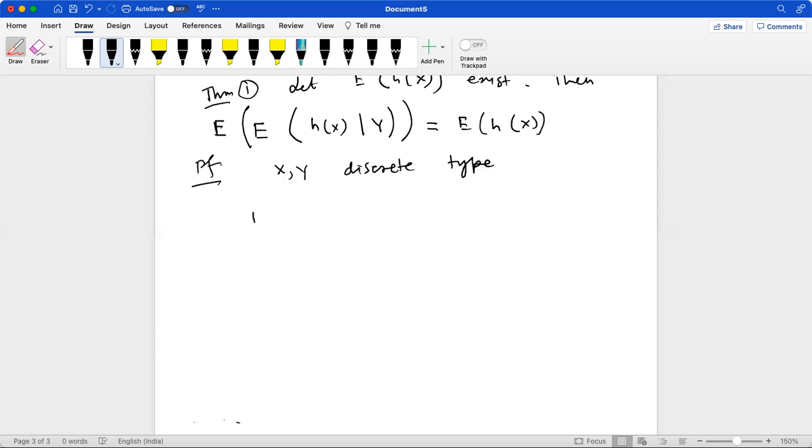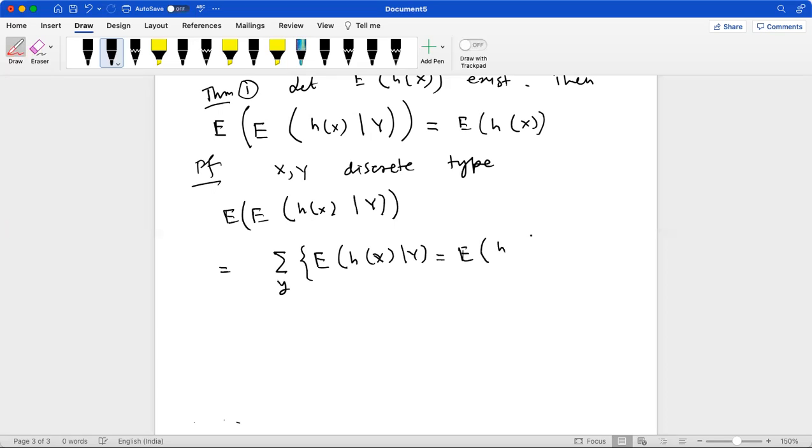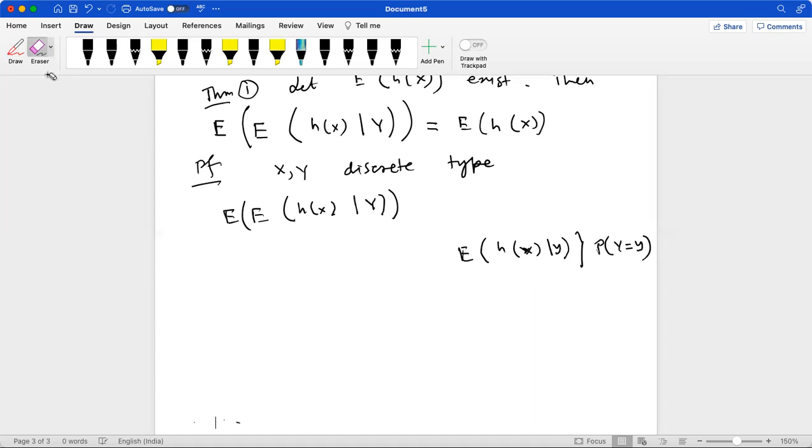Now, what is the expectation of the expectation of h(x) given y? This is an expectation over y. Remember, this random variable takes the value expectation of h(x) given y with probability y equal to y. So we just have to write down the value only, no need of writing the expectation of that random variable. So it is just a sum over all y.